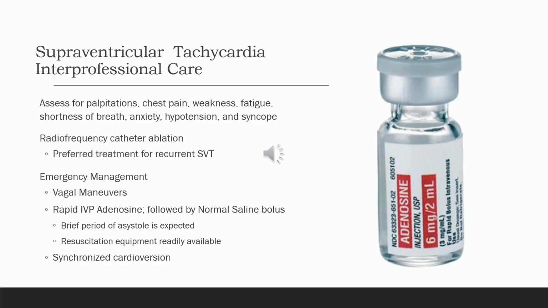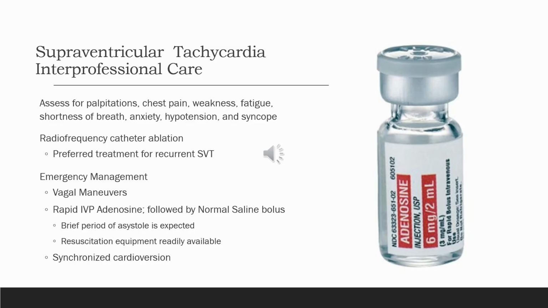Now for acute episodes, as far as how we manage this emergently, first we're going to start with vagal maneuvers. Vagal maneuvers such as having a patient bear down as if they're having a bowel movement, cough forcefully, or even sometimes a carotid sinus massage. That's a very rare technique because it has a lot of risk with it, but usually bearing down and coughing forcefully are the vagal maneuvers used. And these work because they stimulate the parasympathetic nervous system to help slow conduction through the AV node.